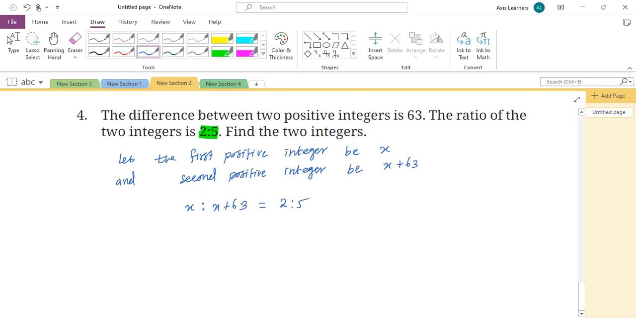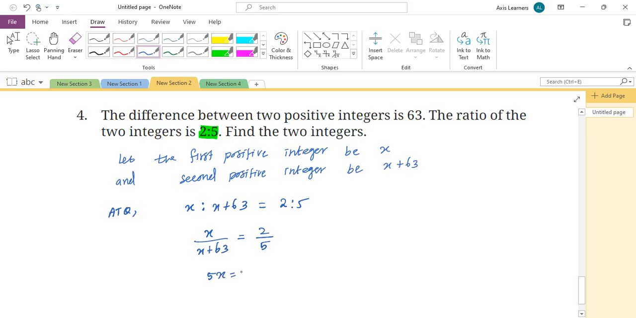If you interchange it, we will not obtain the value, because these values are positive integers. x is a positive integer. Okay, so x is smaller, x plus 63 is greater. So this is based on the question. According to the question, we are getting this value. Now we can write it in fraction form. x by x plus 63 is equal to 2 by 5. We will do the cross multiplication. If you do it, what will come?